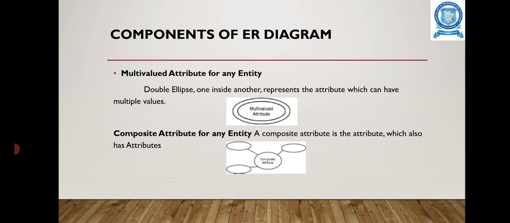Multi-valued attribute for an entity. The double ellipse represents the attribute which can have multiple values. For example, the double ellipse can be used for a multi-valued attribute. Next one is the composite attribute for any entity. A composite attribute is an attribute which also has attributes. The attributes that may have other attributes are known as composite. These are all represented by using the ellipse.